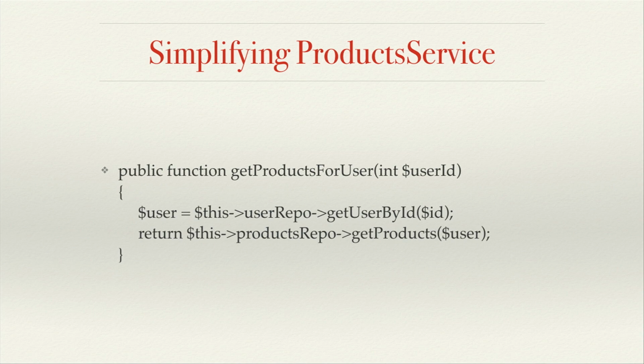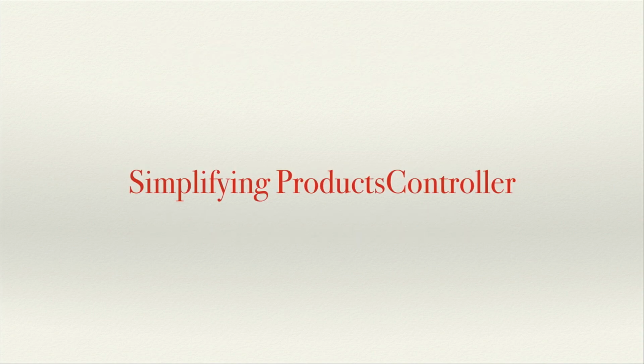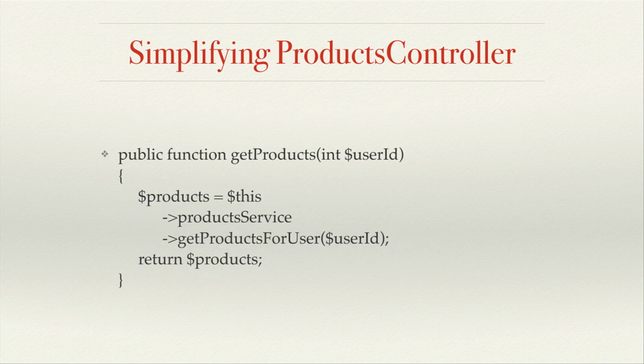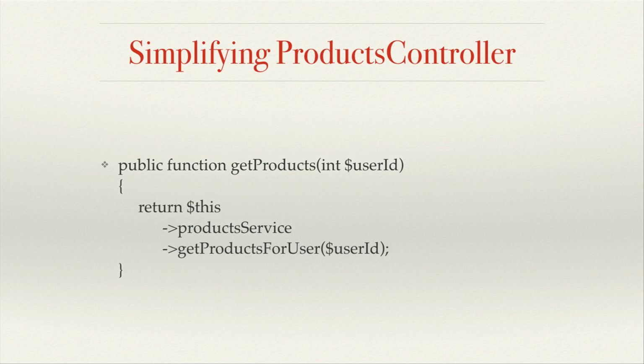So now let's look upstream of the service. Let's look at the controller. Remember all this code that we wrote here. Let's make that go away. Boom. And now let's just compact that more. Boom. There you go. So now again, we're down to effectively 1 line, right? So it's a lot simpler.